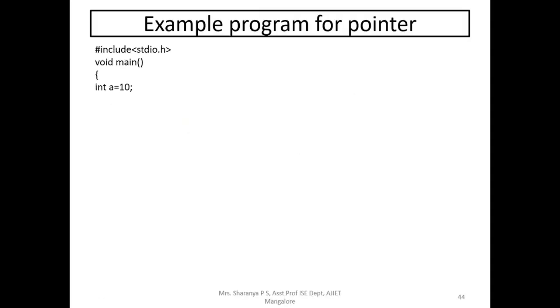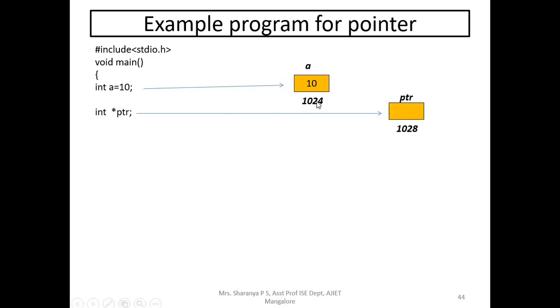Now, if we look at the example program for pointers, we begin with main, and here we are using A as a variable which is initialized with the value 10 and is of integer data type. If we picturize this int A equal to 10 initialization statement, 10 is the value stored at memory location 1024 and A is the variable name. Now, I am declaring the pointer variable, that is int star ptr. PTR is the pointer name. When I define it like this, it will create a memory location, say 1028 randomly for example, and PTR is a variable name, which is a pointer variable.